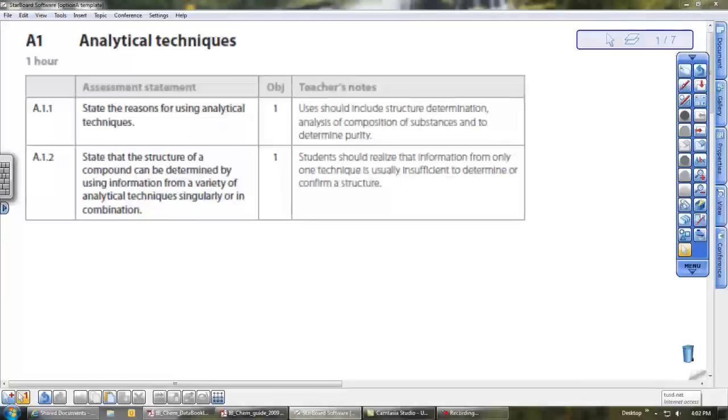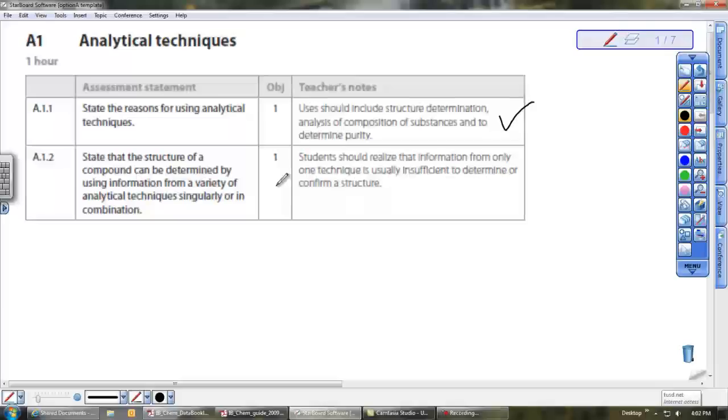Well, there's your answer. You can read that on your own. Basically, to determine the structure, to determine the presence of a chemical, or to determine its purity, how much of it, like percentage in a sample. Very simple. You can read that on your own.